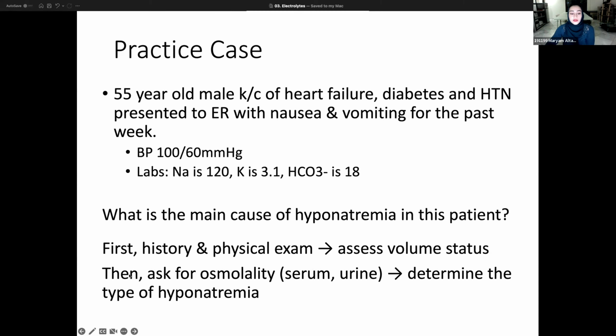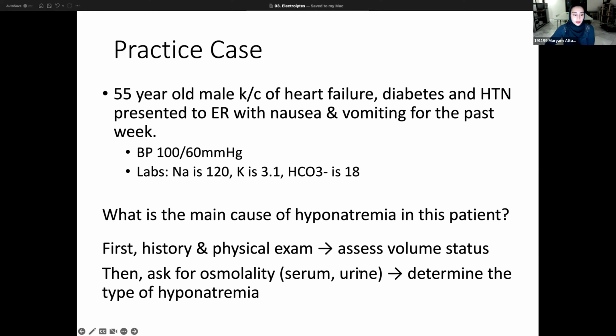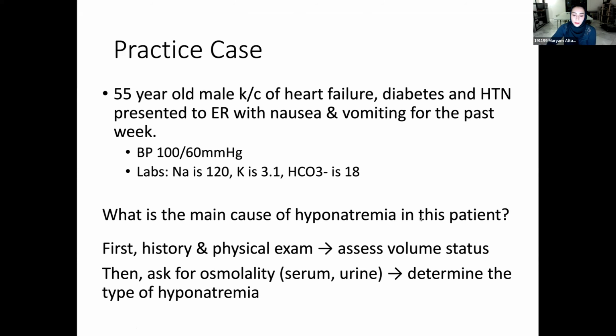Then we're going to ask for further labs. So we know sodium is 120, but remember, he's diabetic. What if this is a hyperglycemic state? So we need to know the osmolality of serum and urine, because if serum osmolality is high and the sodium is low, then you know that it's a hyperosmotic hyponatremia. Okay. And urine, same thing. We need to determine the type of hyponatremia with the algorithm that we just saw.